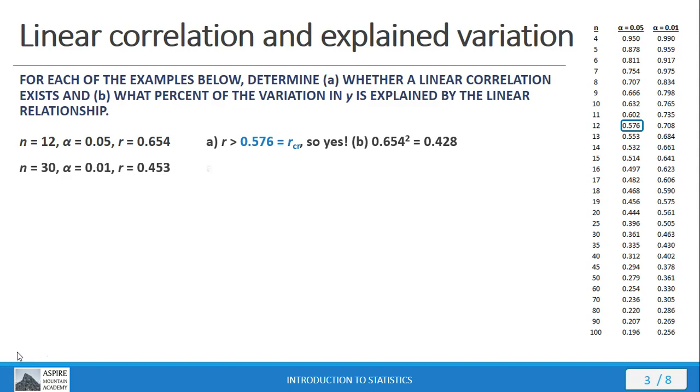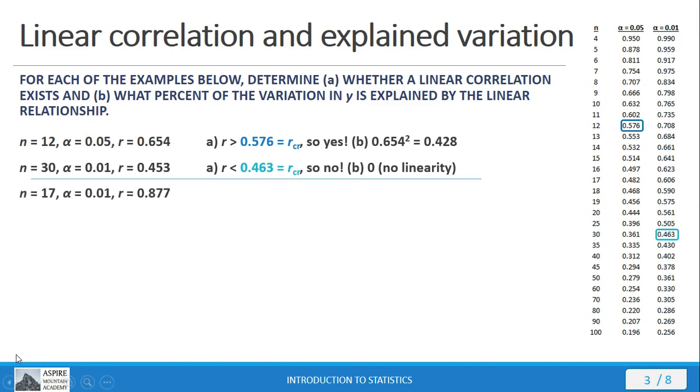Okay, let's check out how well you did here. Do we have a linear relationship here? No, we don't, because we're not high enough to clear the bar. Here's our threshold value, 0.463, based on this sample size and significance level, and you can see that here in the table. We don't have enough r to get over that threshold, so we did not clear the bar. Because we didn't clear the bar, no percent of the variation is explained by the linear relationship, because there is no linear relationship. Try the next one.